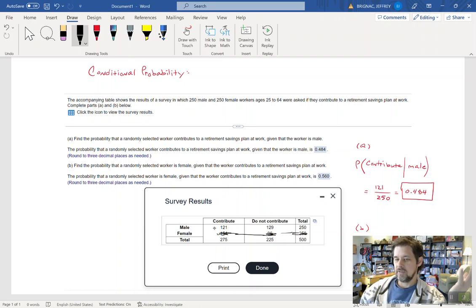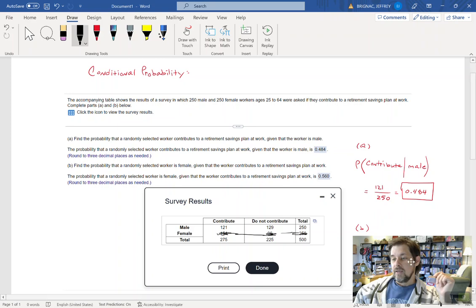Of the males, 121 contributed and 129 didn't, and that's out of 250. So if you want to know the odds of contributing to the retirement plan given that you know they're male, and that means I'm ignoring all the females, taking them totally out of the picture, then that would be 121 out of 250 total, or 0.484.